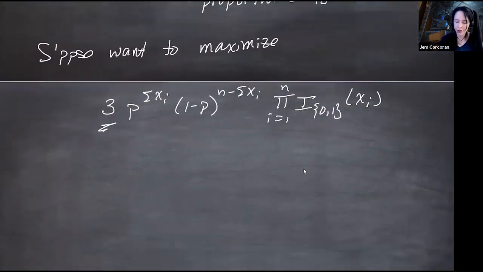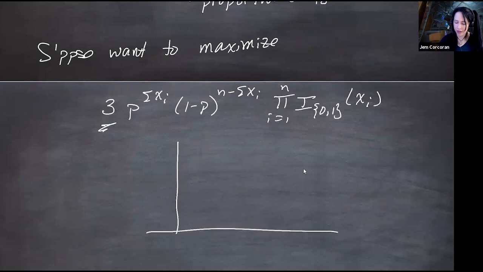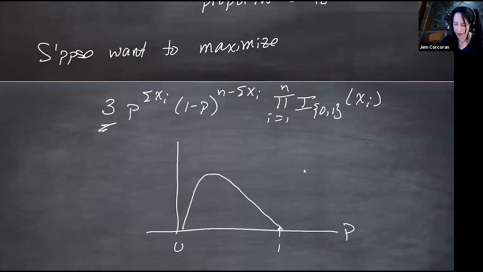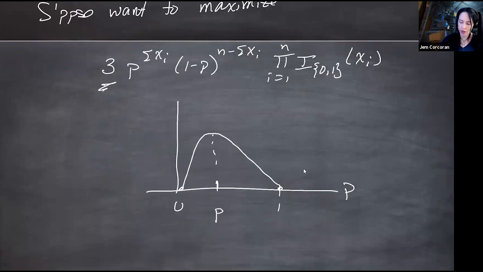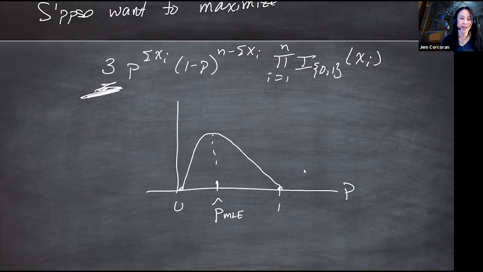But as a function of p, where p goes from 0 to 1, it's going to have some kind of shape, maybe locked down at 0 and 1. And we want to find the place where this is maximized, and we'll call that P hat sub MLE. But again, this doesn't make sense as a PDF. It doesn't integrate to one. But I could use it as a likelihood.